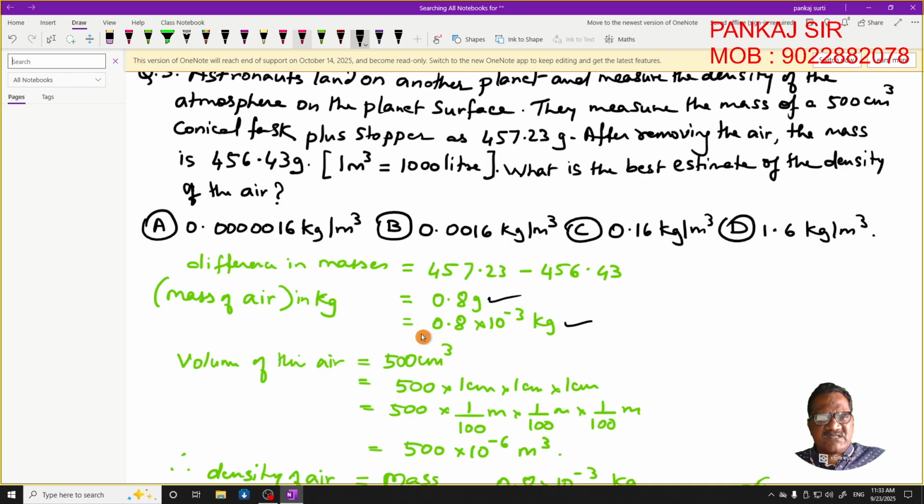Fine. Now this mass of the air was taken in a conical flask of 500 centimeter cube. So the volume of the air will be 500 centimeter cube. Let us convert this 500 centimeter cube into meter cube. It will be 500 into 1 centimeter into 1 centimeter into 1 centimeter, and this 1 centimeter can be written as 1 upon 100 meter, this also 1 upon 100 meter, this also 1 upon 100 meter. So this can be written as 500 into, this is 1, 2, 3, 4, 5, 6, so when it goes up, it will be 10 raised to minus 6. So 500 into 10 raised to minus 6 meter cube. This is the volume of the air.